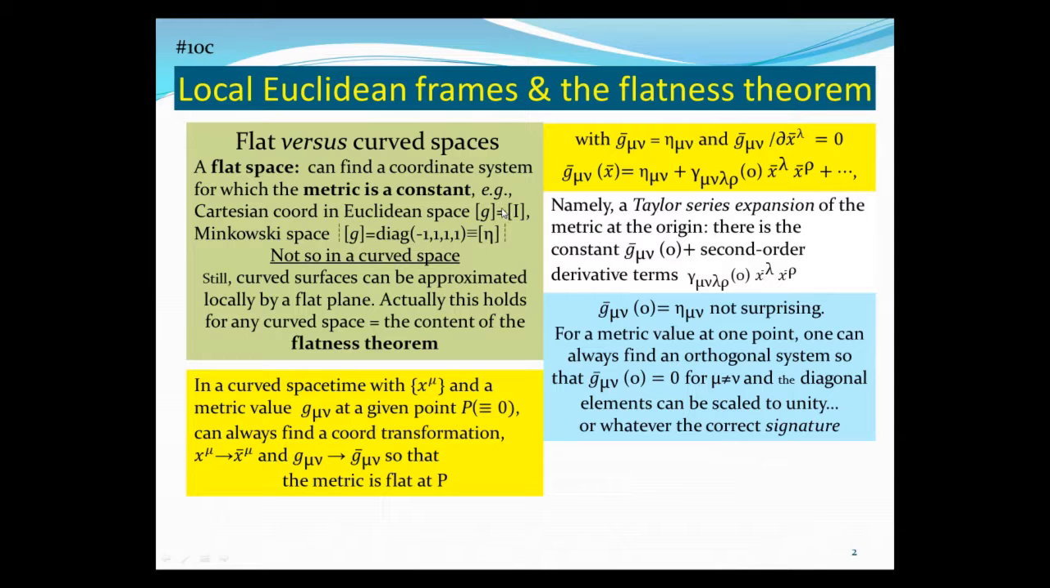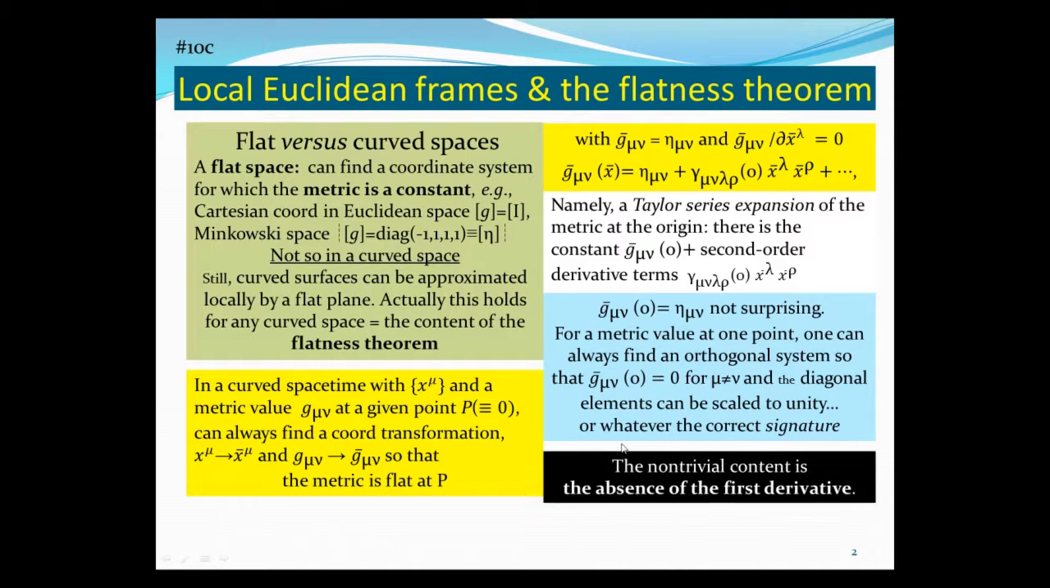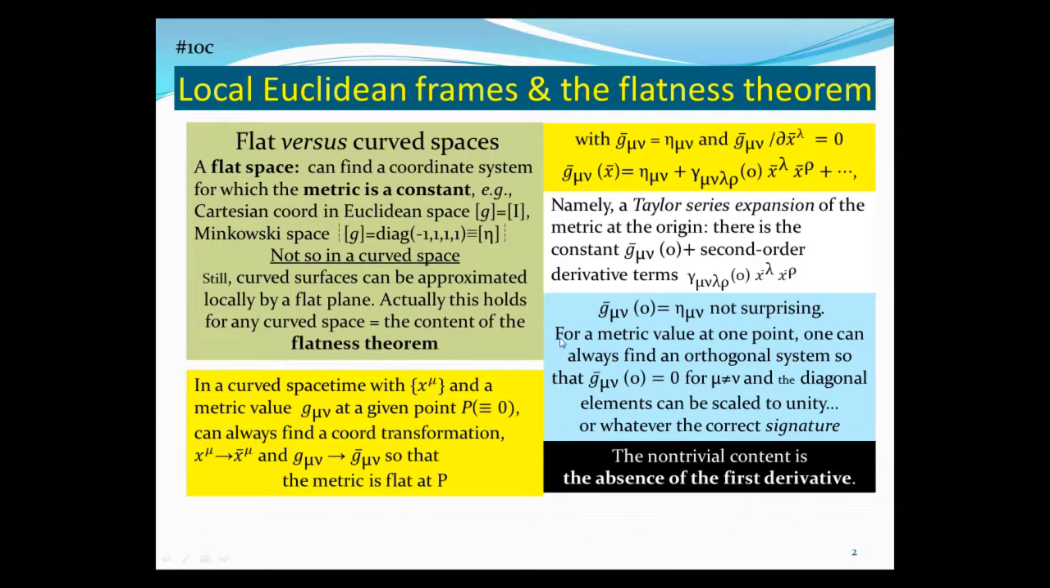For example, the Euclidean space is 1 1 1 1, and for Minkowski it is minus 1 1 1 1. That you cannot change by coordinate transformations. So up to the correct signature, you can always choose it to be eta mu nu. The main nontrivial part of the Flatness theorem is the absence of the first derivative term. Okay? In fact, you can always find a coordinate system so that the first derivative of the metric vanishes.